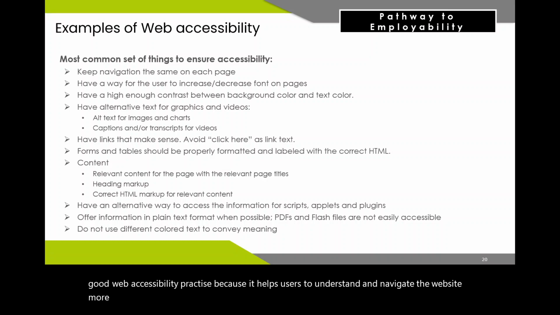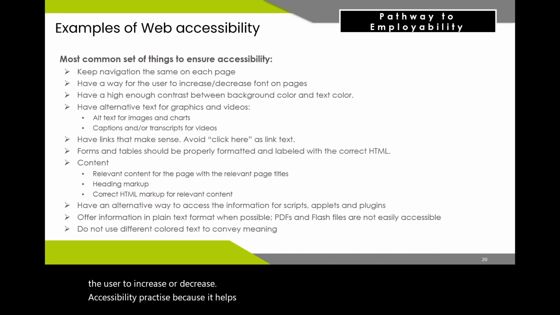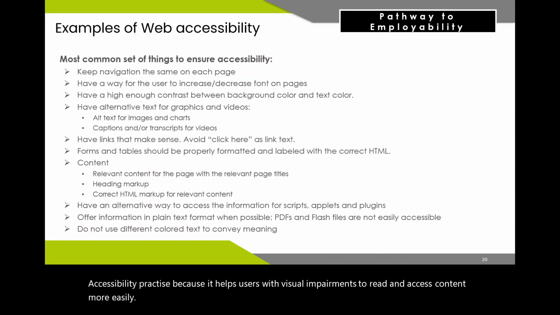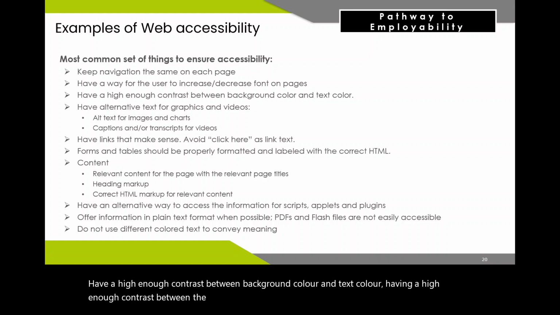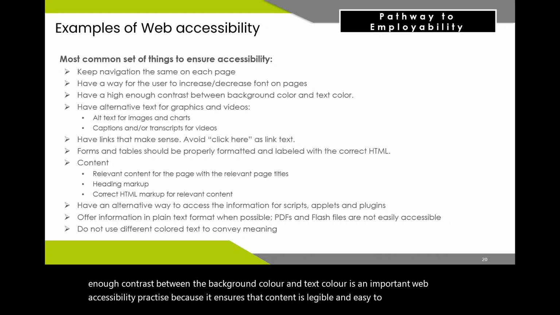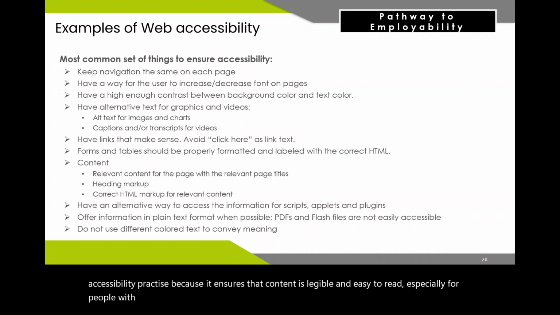Have a way for the user to increase or decrease font on pages. Having a way for the user to increase or decrease font on pages is a good web accessibility practice because it helps users with visual impairments to read and access content more easily. Have a high enough contrast between background color and text color. Having a high enough contrast between the background color and text color is an important web accessibility practice because it ensures that content is legible and easy to read, especially for people with low vision or color blindness.